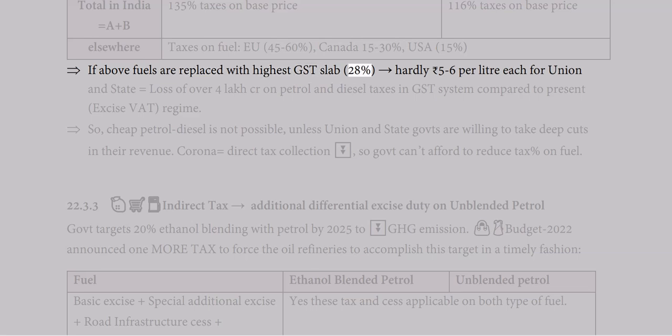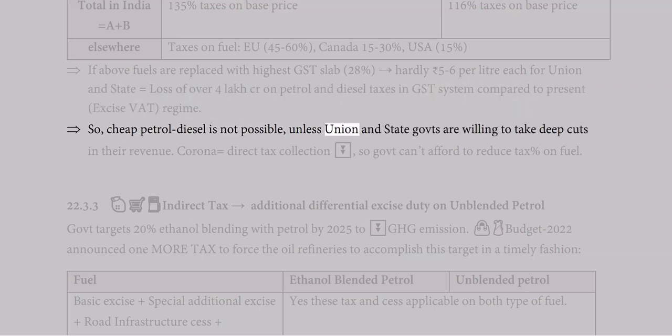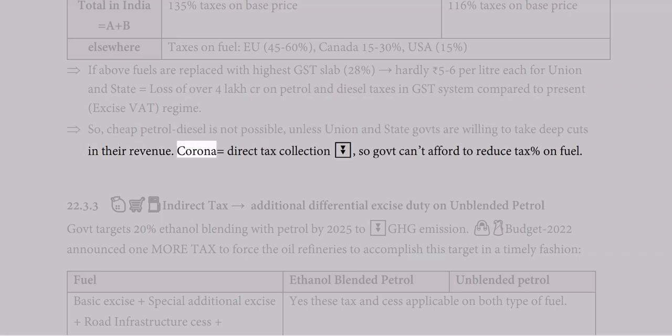If the above fuels are replaced with the highest GST slab, 28%, that is hardly 5 to 6 Indian rupees per litre each for union and state, equals a loss of over 4 lakh crore on petrol and diesel taxes in the GST system compared to the present excise and VAT regime. So, cheap petrol and diesel is not possible unless union and state governments are willing to take deep cuts in their revenue. Corona equals direct tax collection down. So the government can't afford to reduce tax percent on fuel.